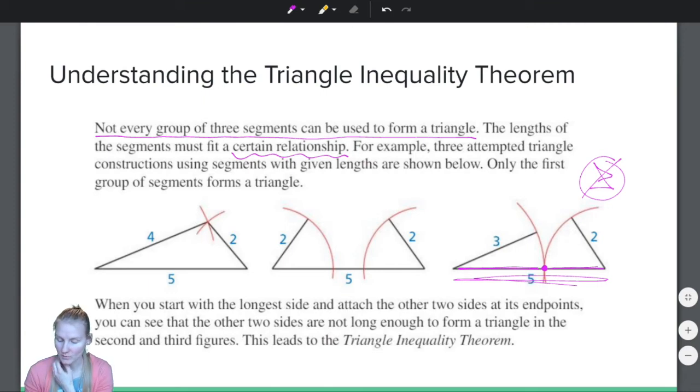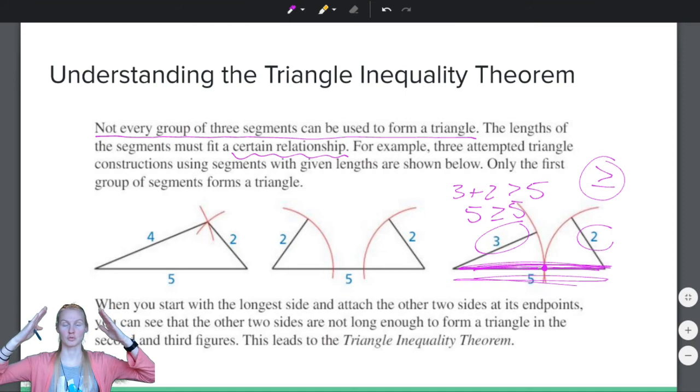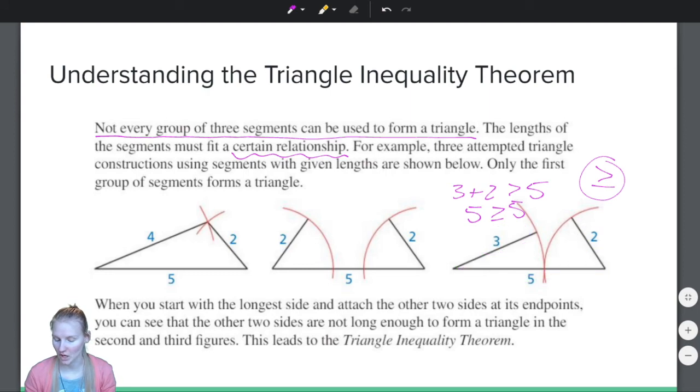So, 3 plus 2 needs to be greater than 5. If this were greater than or equal to 5, I could have this case where the 2 sides are just equal to the third side. And that's not helpful. That's still not going to give us a triangle. So that's why this doesn't work either.